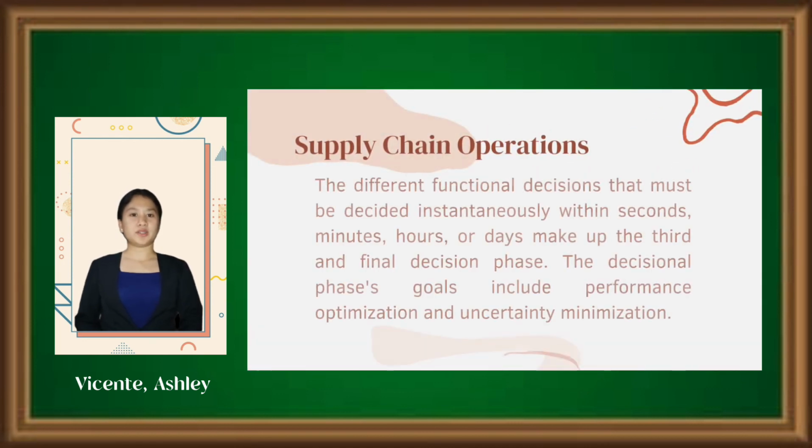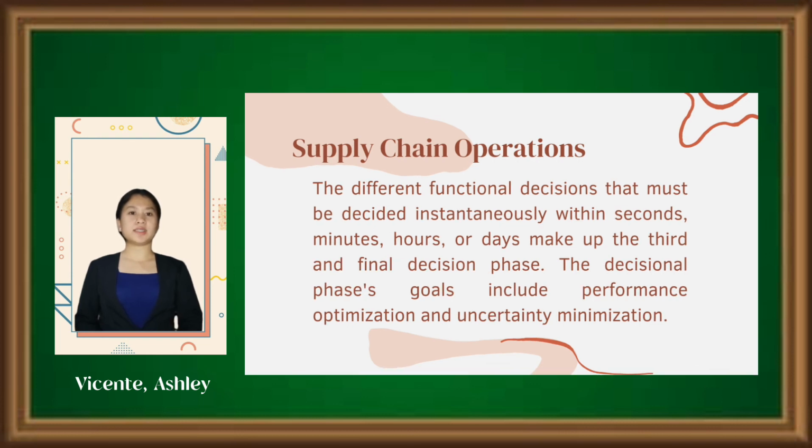Supply chain operation. The different functional decisions that must be made instantaneously, within seconds, minutes, hours, or days, make up the third and final decision phase. The goals of this decision phase include performance optimization and uncertainty minimization.